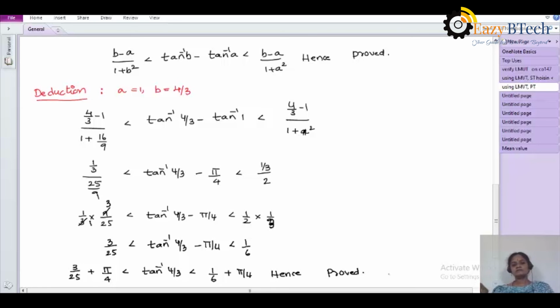Okay, in this session, Lagrange's mean value theorem statement and two applications are completed. In the next session also, the same topic, Lagrange's mean value theorem only.